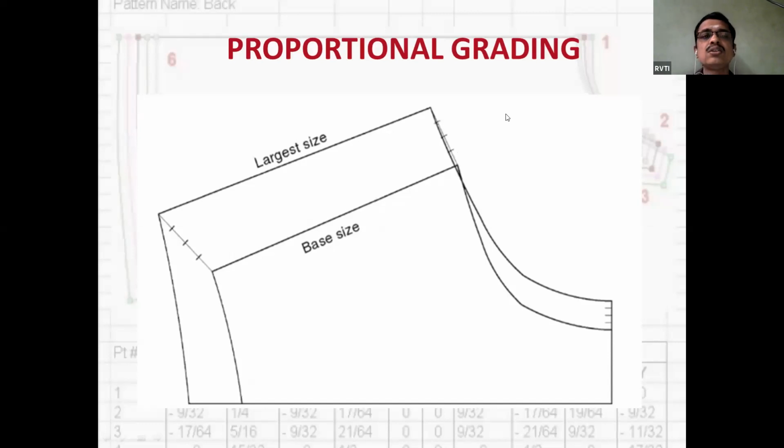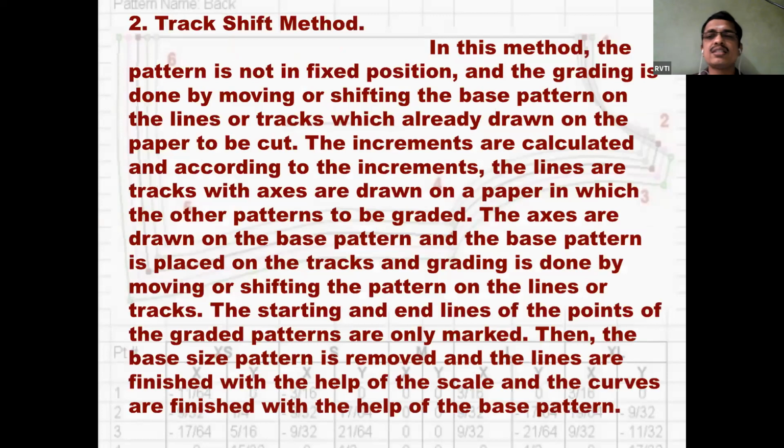Okay. So in this draft grade method, we just fix the pattern. We draw circularly with the help of the base pattern. In the basic method, we can fix the pattern without making it permanent, or otherwise we can trace the pattern. But in the track shift method, there is a little difference. Somebody will say for 2D drafting, this is the accurate method. As per my knowledge, the track shift method is the best method for 2D drafting, 2D pattern grading.